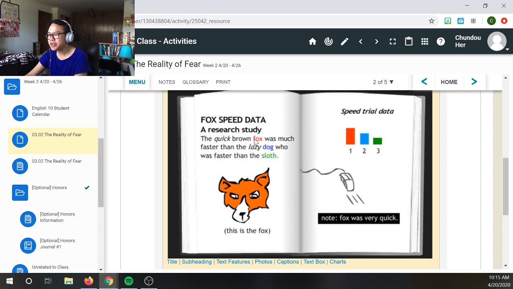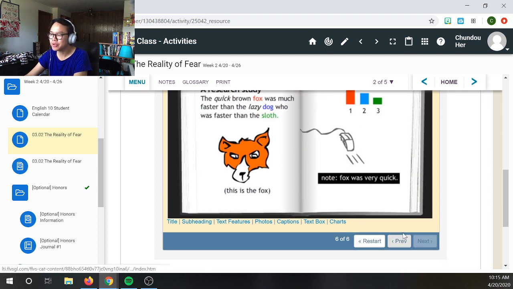Fox speed data, a research study. The quick brown fox was much faster than the lazy dog, who was faster than the sloth. This is the fox. So these are all examples of different types of things that you might see in a textbook or in nonfiction text to help you understand the context, the content. Like, for example, they talk about a fox and then they gave you a picture of a fox. So it could be very helpful for you when you're reading.